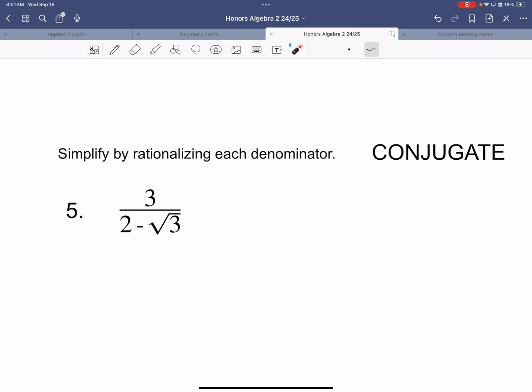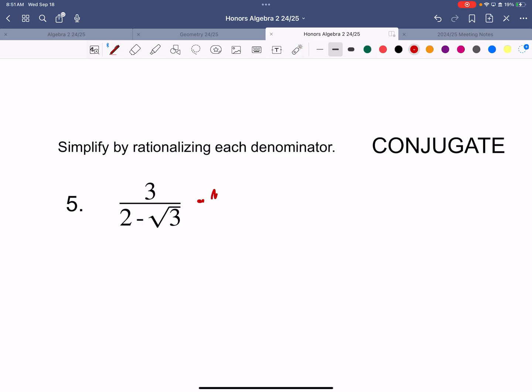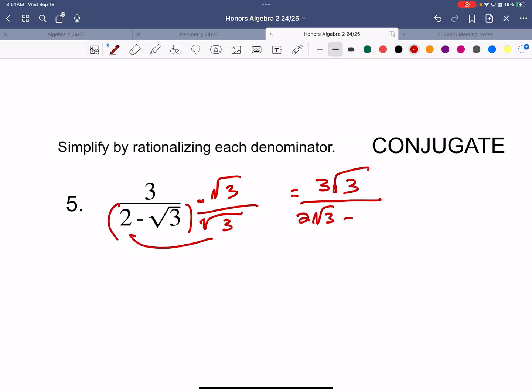So now we have 2 minus radical 3 in the denominator. So now we have to deal with what's called a conjugate. So I can't just take this one and multiply by radical 3. And don't write this down. I can't just multiply this by radical 3 over radical 3, because this would give us 3 radical 3 over, thought of as a grouping, 2 radical 3 minus 9.